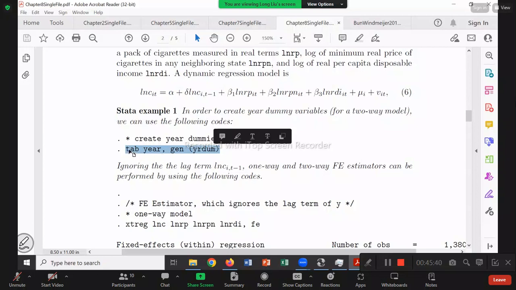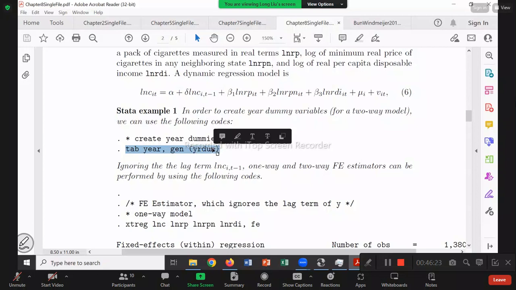By doing this, tab year generate year dummy, the computer generates a year dummy for the first year, for the second year, third year, and so on. The computer calls them year dummy number one, number two, number three, corresponding to each year. This is a very handy command. With one line, we can create a year dummy for every single year, so you don't have to create a dummy for the first year, then the second year, third year, and so on. This command creates dummy variables for whatever years you have in your data set.